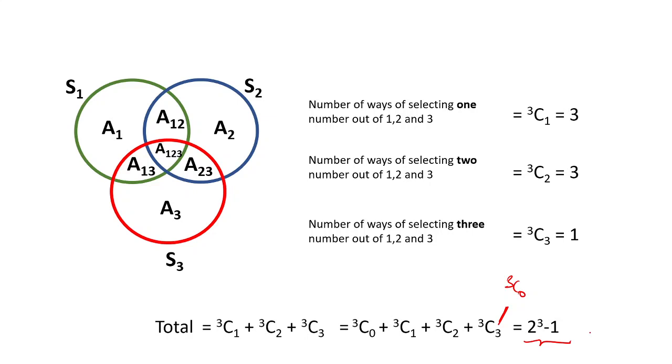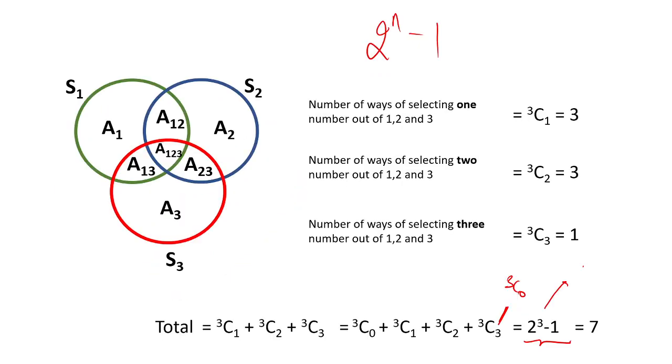But anyways, we have the number 7, 2 to the power 3 minus 1. You can generalize for n sets, that should be 2 to the power n minus 1, right? So for 4 sets you should have 2 to the power 4 minus 1, which is 15 different areas you need to have.